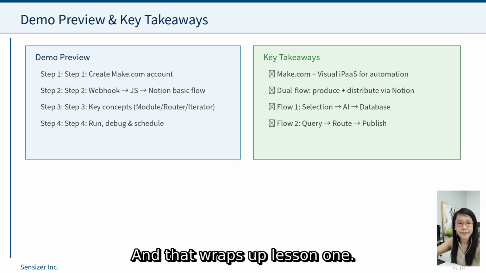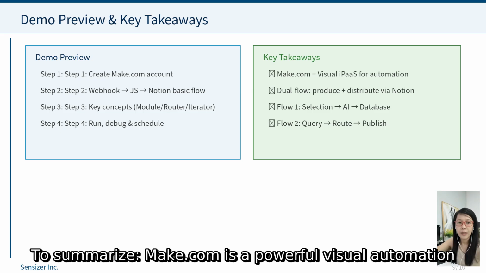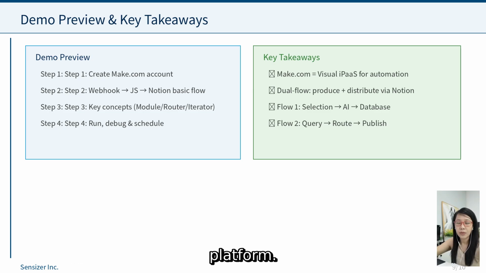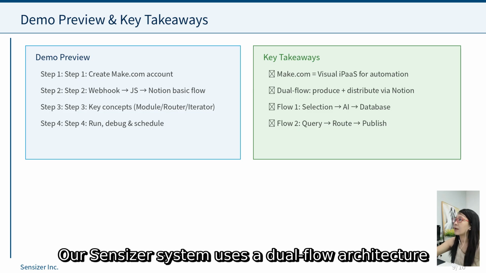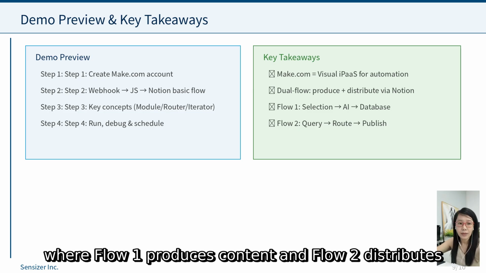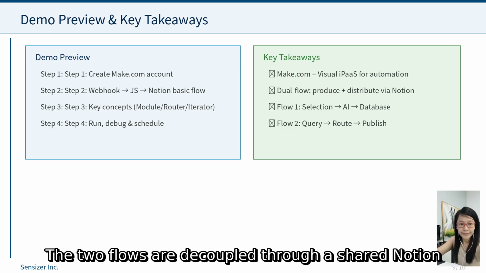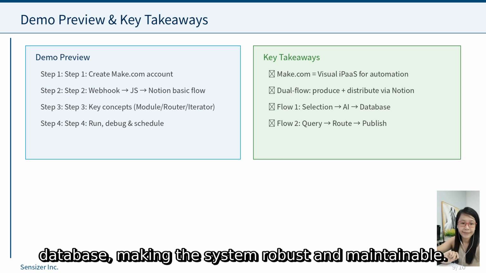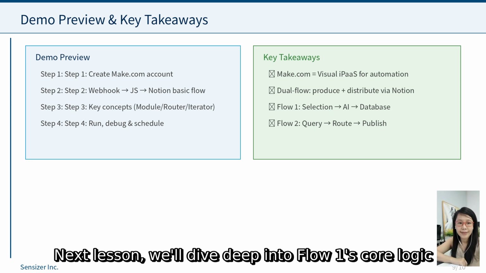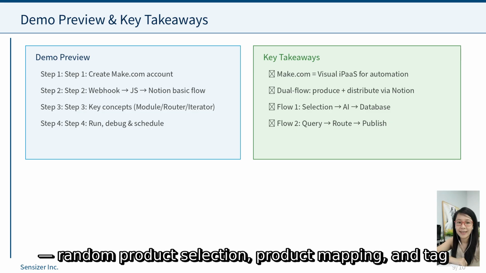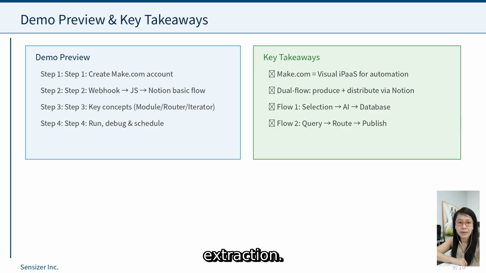And that wraps up Lesson 1. To summarize, Make.com is a powerful visual automation platform. Our Senseizer system uses a dual flow architecture where Flow 1 produces content and Flow 2 distributes it. The two flows are decoupled through a shared Notion database, making the system robust and maintainable. Next lesson, we'll dive deep into Flow 1's core logic, random product selection, product mapping, and tag extraction.